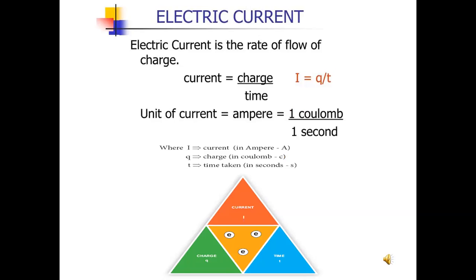The formula: capital I equals Q by T. So electric current is the rate of flow of charge. Current equals charge by time. Current is denoted as capital I, charge as Q, and time as T. So the unit of current, ampere, equals 1 coulomb by 1 second. Here I is current in ampere, A, Q is charge in coulomb, C, and T is time taken in seconds, S.